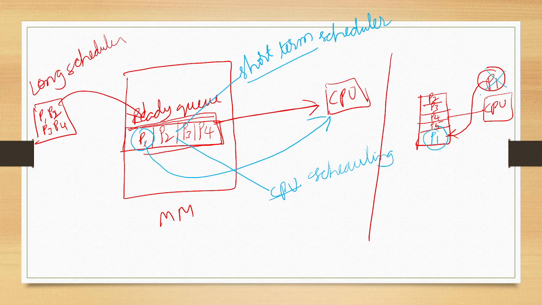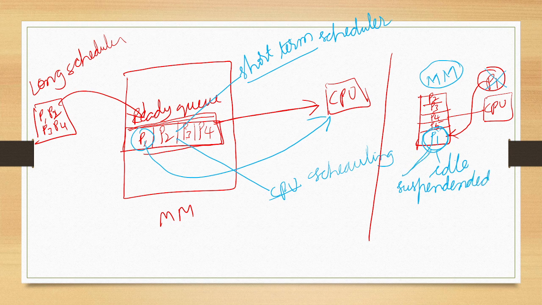Now here process P1 is idle, right? It is not doing anything and it is located in main memory. It is occupying the main memory space. P1 is currently suspended. Why is it suspended?